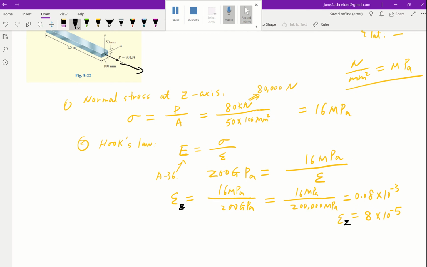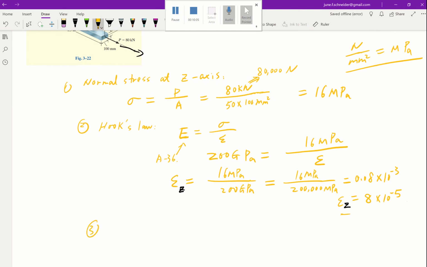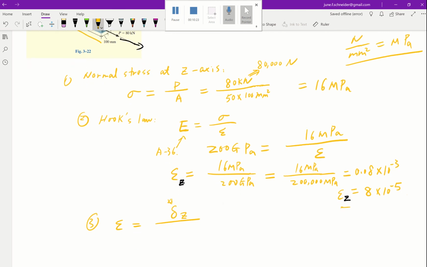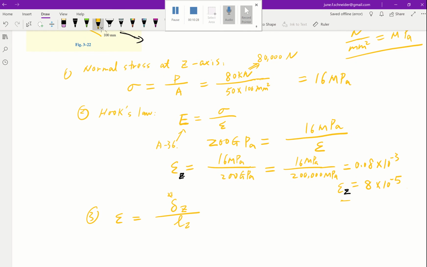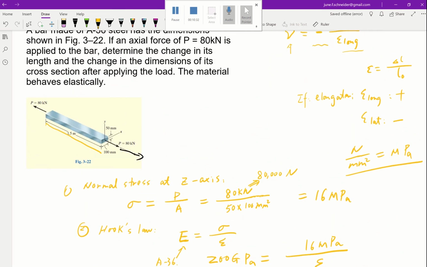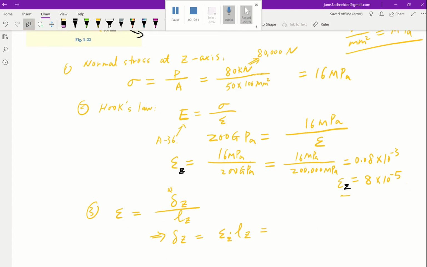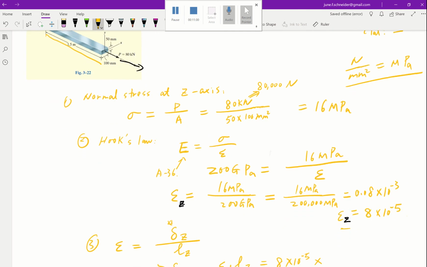And be aware, this epsilon strain has no unit. We talked about previously that strain is equal to the change, you can use this delta or that delta, it doesn't really matter, change delta in z direction over original length in this z direction. Remember, our goal is to find out how much change is happening in all x, y, z directions. Now we're about to find out one, which is z direction. Delta z is epsilon, the strain at z direction, times original length at z direction. So epsilon z is 8 times 10 to negative 5. And original length of the spar is 1.5 meter.